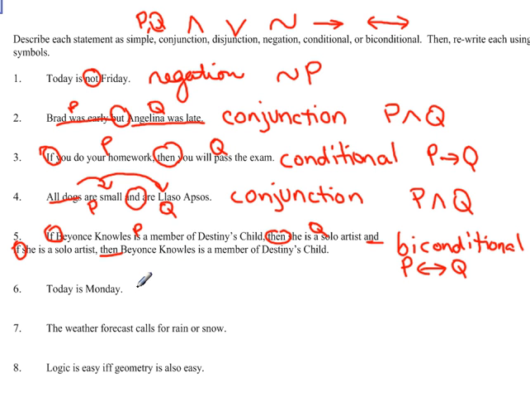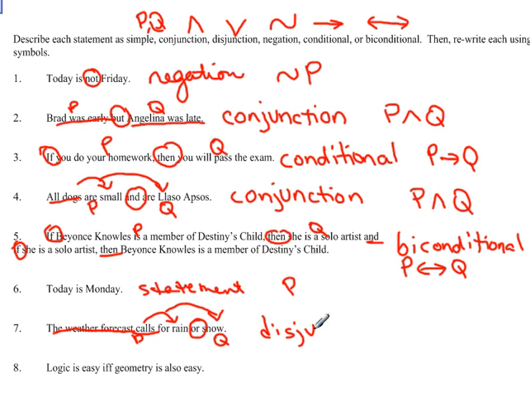Number 6, today is Monday. Well, that's just a simple statement. So we just say simple statements are P. Number 7, the weather forecast calls for rain or snow. Again, we're using that subject twice. The weather forecast calls for rain would be P, and the weather forecast calls for snow would be Q. The or is the disjunction keyword. So we would write this as P disjunction Q.